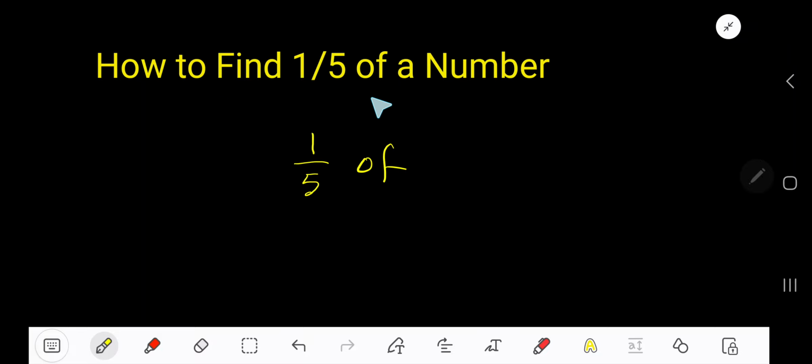How to find 1/5 of a number? Let's say the number is 95. Now translate: 1/5 of means multiplication sign, then 95.